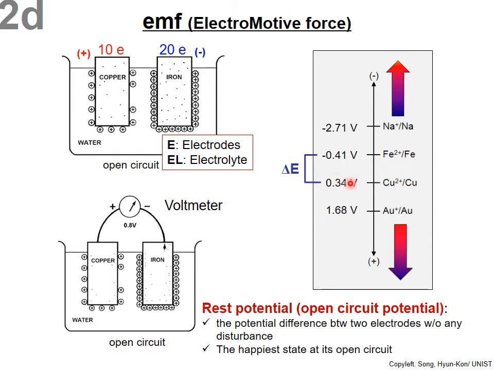0.34 volt minus 0.41 volt. So the resultant gap is 0.75 volt, something like that. That is the electromotive force. This electromotive force makes electrons flow from Fe to the copper part.